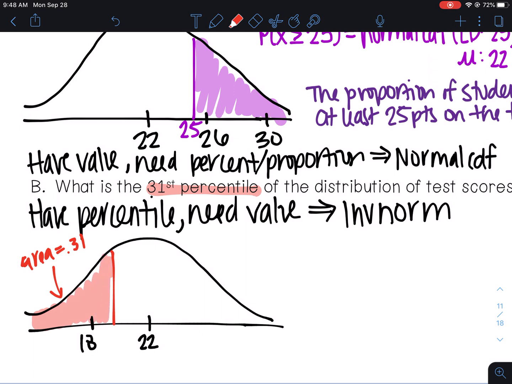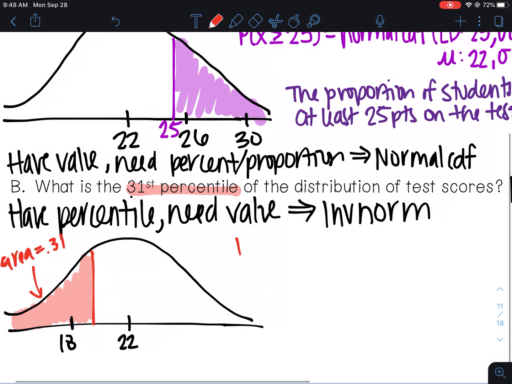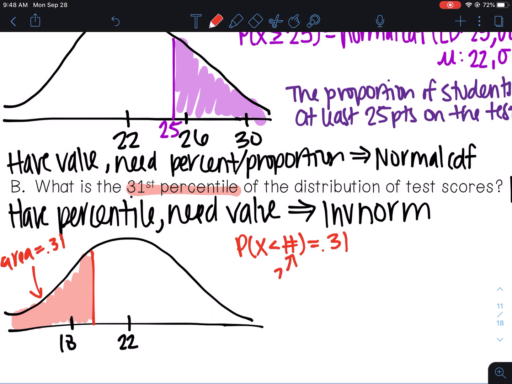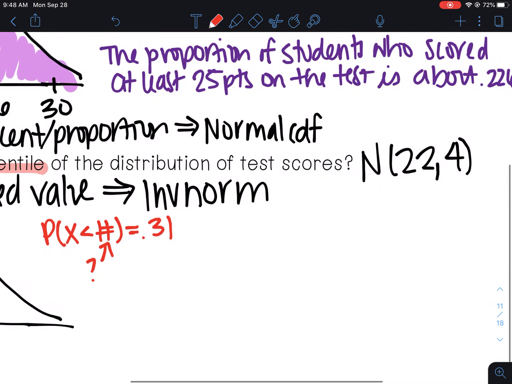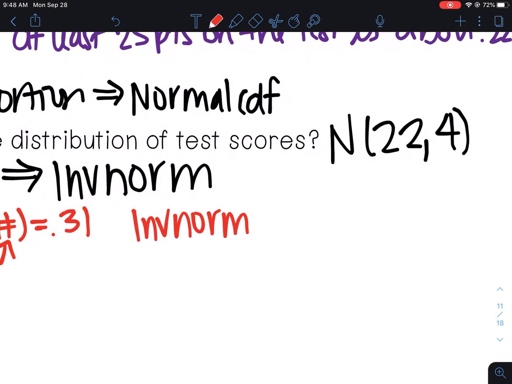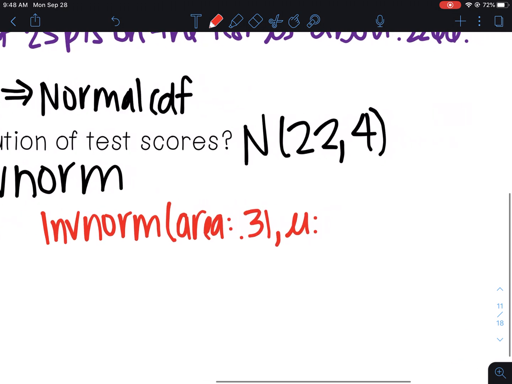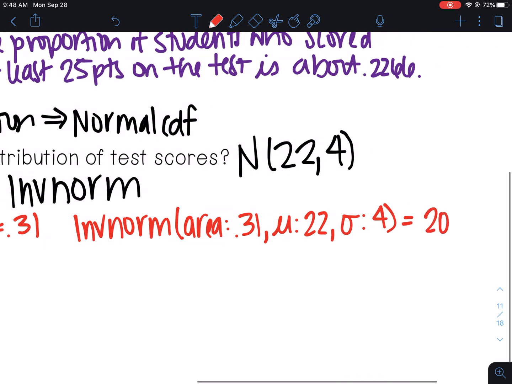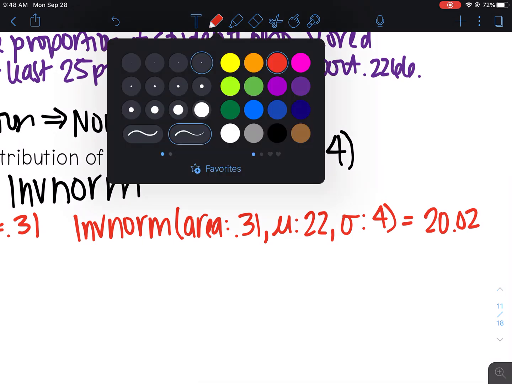And then I'm going to shade. This percentile is up to and including, so that's how I know to shade that direction. So I'm going to be looking for the probability that x is less than some number, or less than or equal to some number, which equals 0.31. And I'm finding this, so I need to use inverse norm. So I have invNorm, do not put these two equal to each other, they're not. Or sorry, you don't want equals there. You want the area, labeling again, 0.31, comma the mean, 22, the standard deviation, 4. That's going to give me a value of 20.02. So then I just need to put it in a sentence.